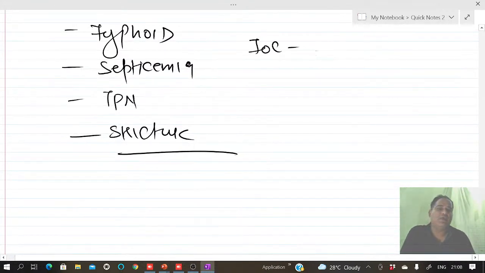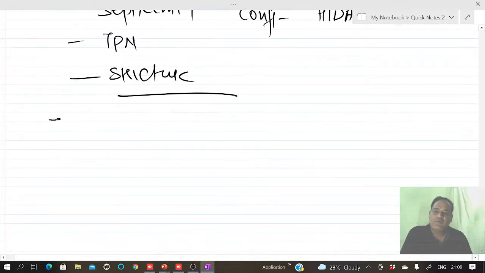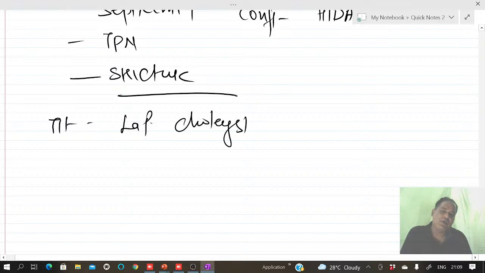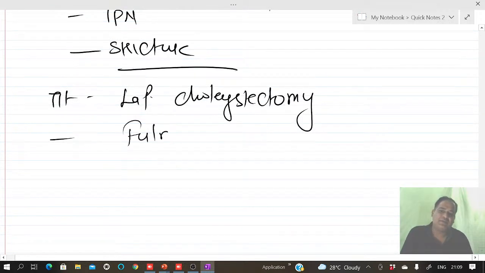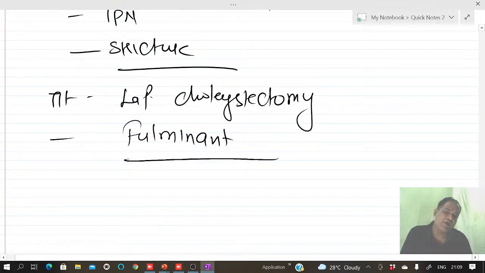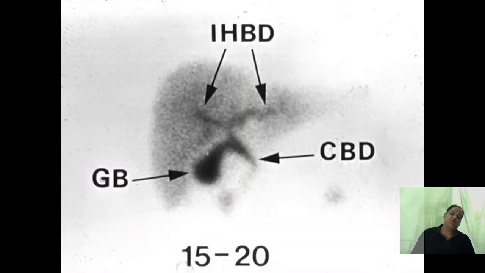Again, the same thing, investigation of choice, ultrasound, confirmatory or gold standard, you may call it, that happens to be HIDA scan. Treatment again is lap cholecystectomy. Only thing which you should remember here is that this has a more fulminant course. More fulminant course means your patient can land up into trouble early.